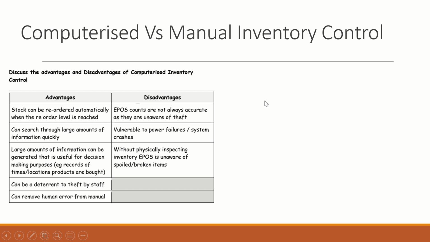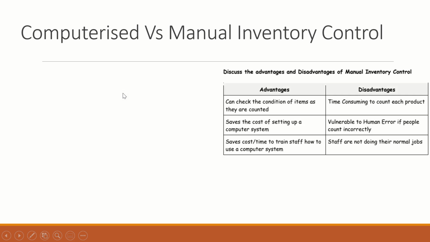Another one you could get would be computerized versus manual. Computerized is basically using computers to check on your stock levels, and manual is just basically exactly what it means. You use people, and they physically go and they count what you've got in the warehouse. There are advantages and disadvantages to computerized, and likewise there are advantages and disadvantages to the manual option.